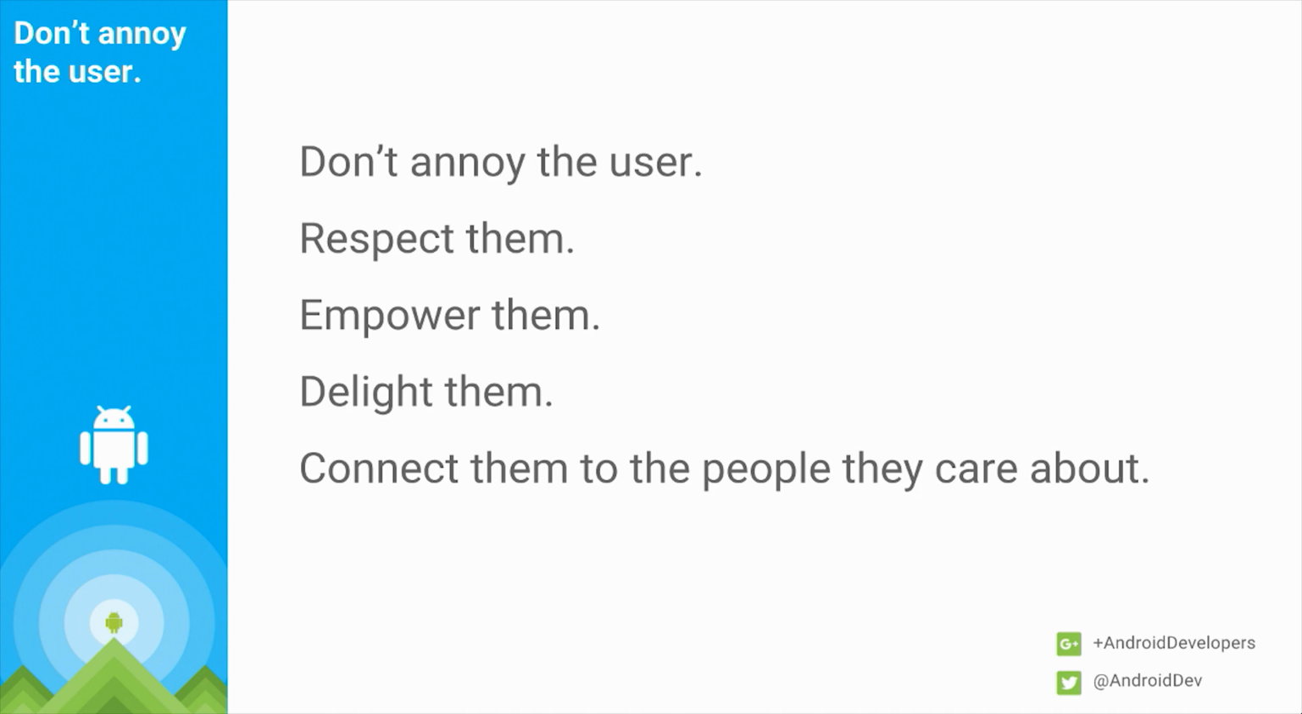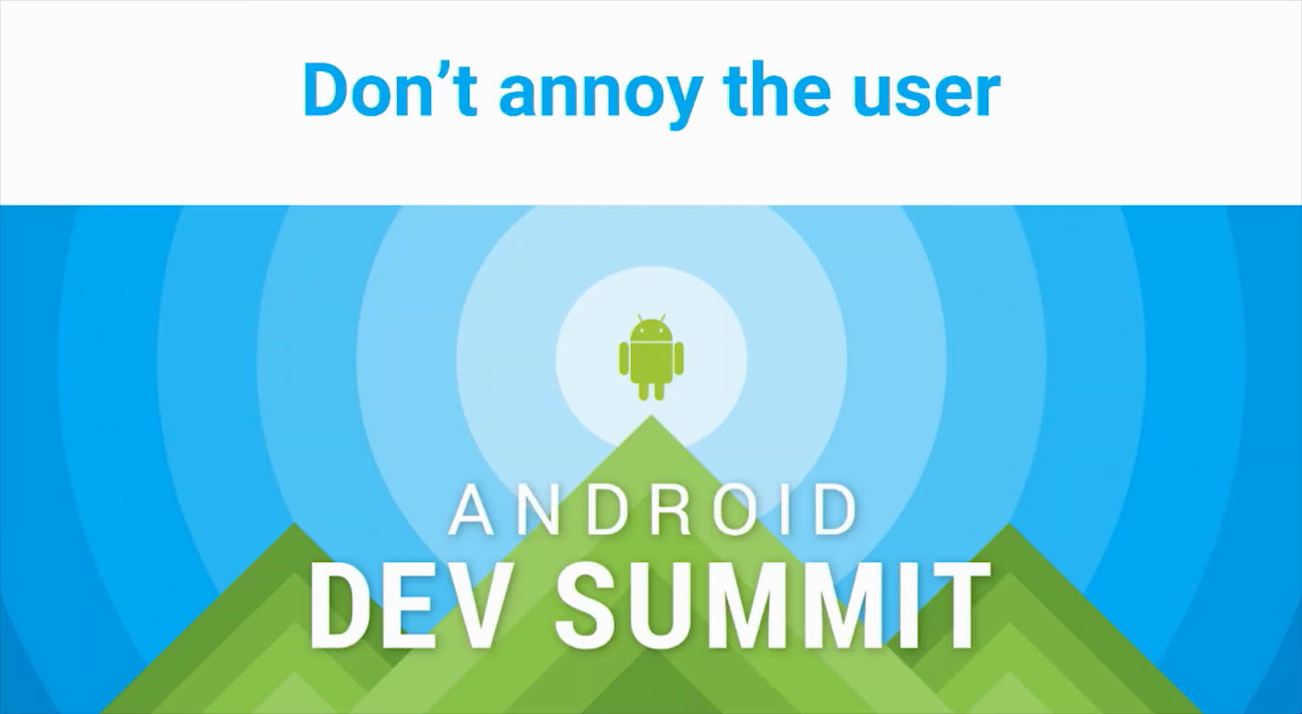We want to respect their life and their story and how we're fitting into it. We want to empower them to do the things they care about. We want to delight them because we want them to love our apps. And at the very top, if you can reach it, you want to help them connect to the people they love and the issues they care about and the places they miss. OK, so let's go through these one by one. Don't annoy the user.